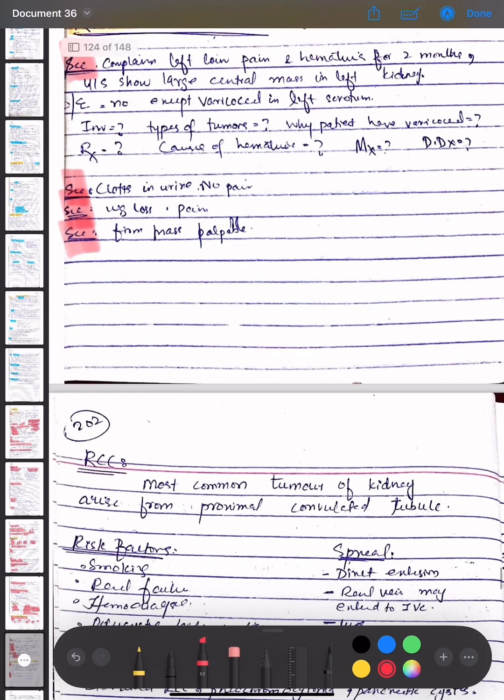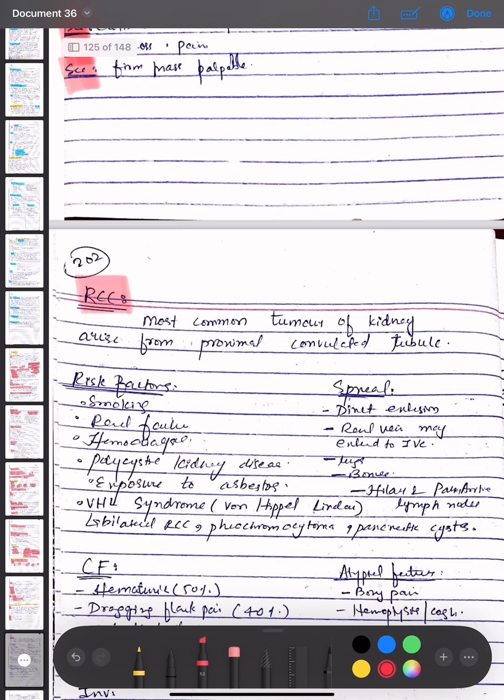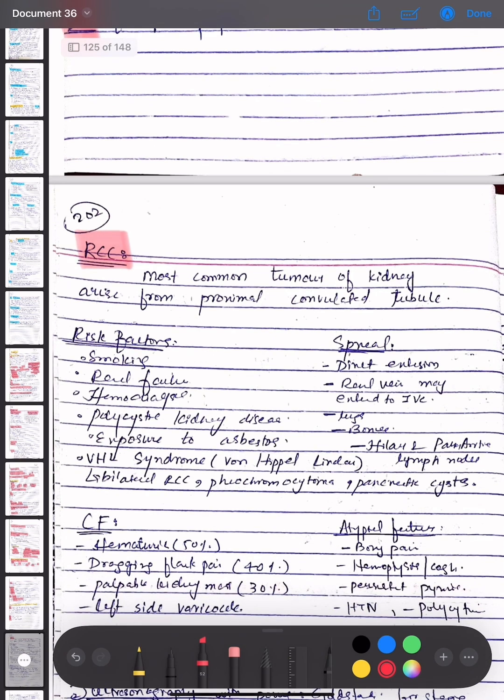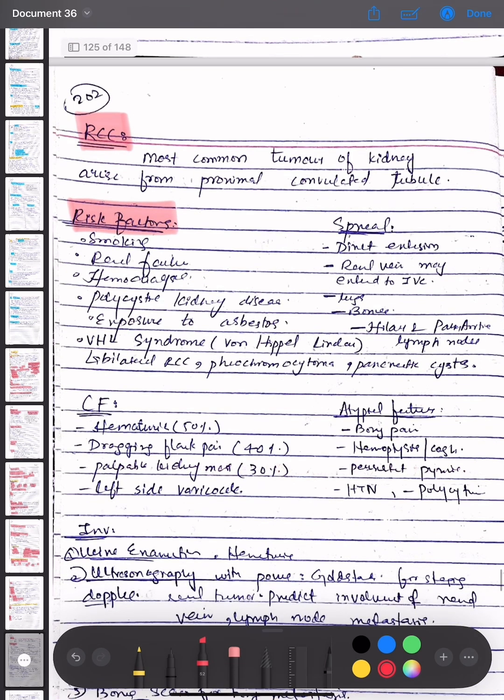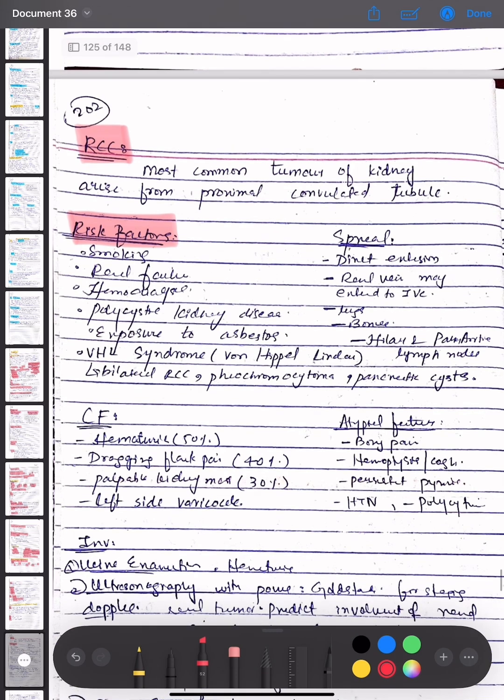So renal cell carcinoma is the most common tumor of the kidney, arising from the proximal convoluted tubule. The risk factors are smoking, renal failure, hemodialysis, polycystic kidney disease, exposure to asbestos, and VHL syndrome, that is von Hippel-Lindau syndrome: bilateral renal cell carcinoma, pheochromocytoma, pancreatic cyst. Then the spread is direct extension. The renal vein may extend to the inferior vena cava and lungs and bones, hilar and para-aortic lymph nodes.